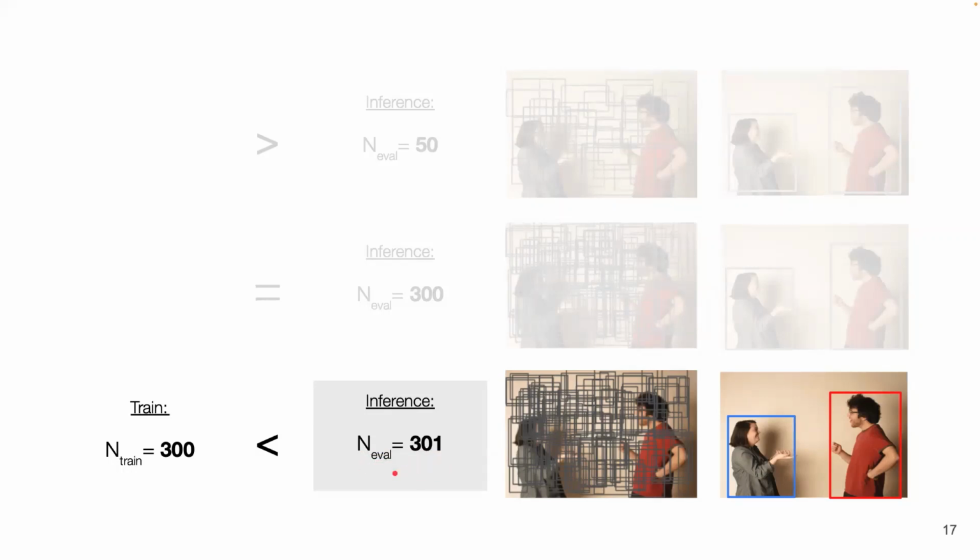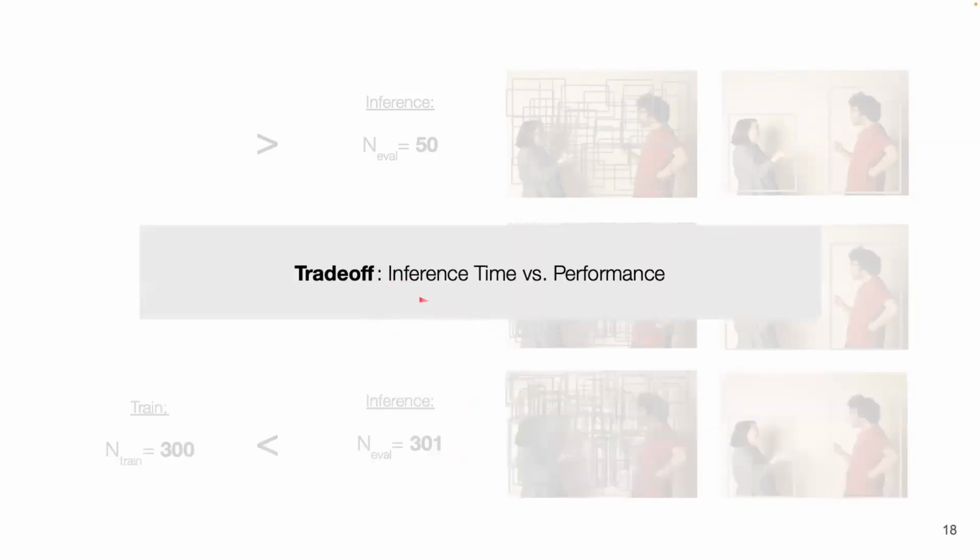And what's different about this compared to other methods is that when the number in evaluation exceeds that in training, other methods like DETR actually see performance drops. With DiffusionDet, as you increase the number during evaluation, you see performance increases. So in the end, there's a trade-off again between inference time versus performance, allowing that flexibility so that you can choose to prioritize one or the other.